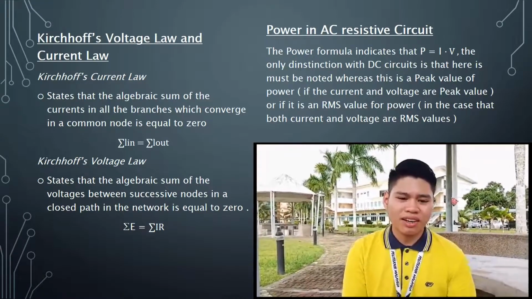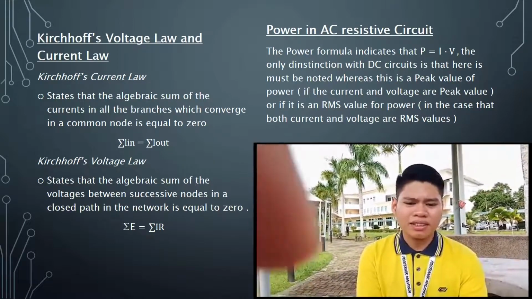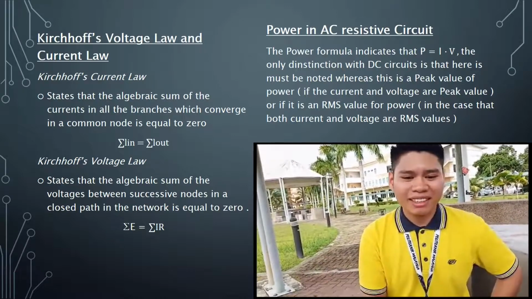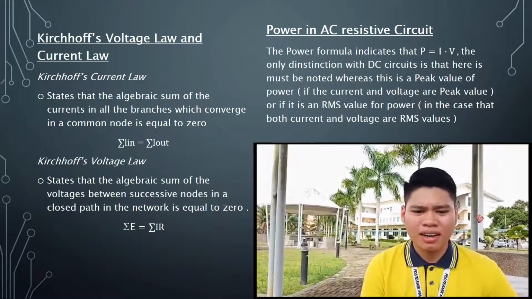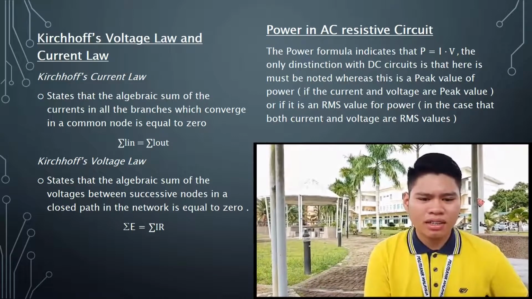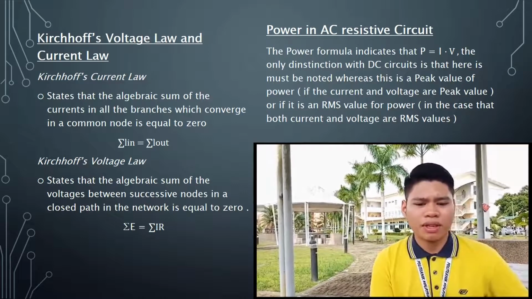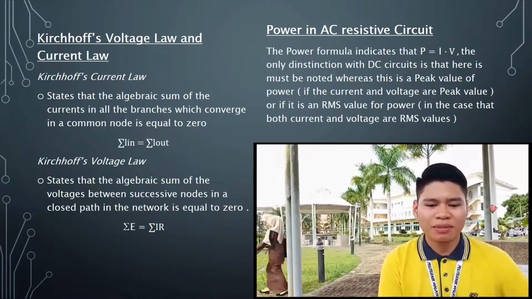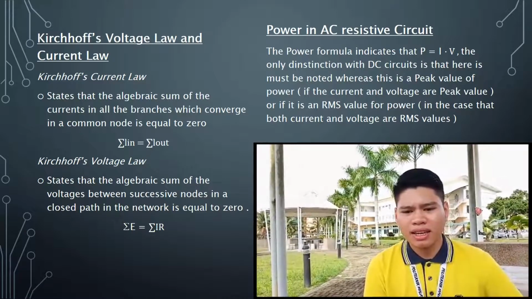Power in an AC resistive circuit. The power formula indicates that P equals I V. The only distinction with a DC circuit is that here it must be noted whether it is a peak value of power, in which case the current and voltage are peak values, or an RMS value of power, in which case both current and voltage are RMS values.